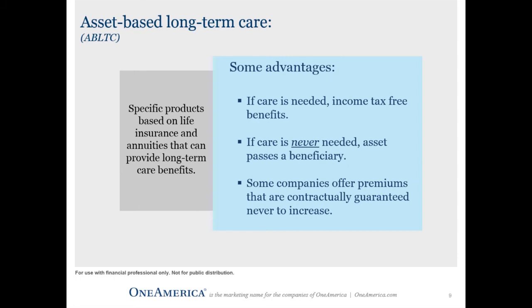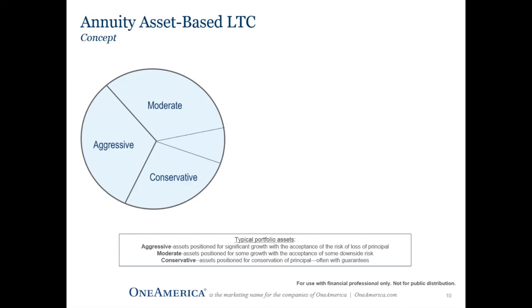Now, this is a concept slide. This is one of my favorite concept slides because it really illustrates the abstract version of what we're accomplishing with asset-based LTC. And what we're going to see here is the annuity-based option. If most of our clients were ever faced with the question, which of these assets would you liquidate first if you needed long-term care, conservative, moderate, or aggressive, I think most of them would likely, at least first, turn to the conservative part of their portfolio.